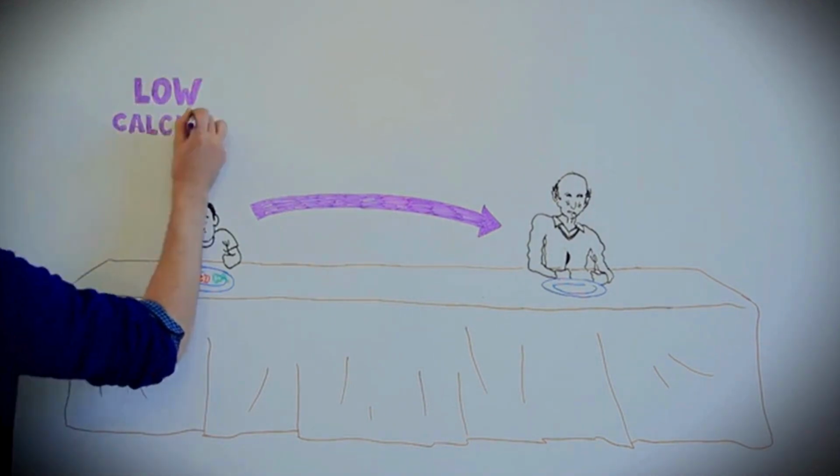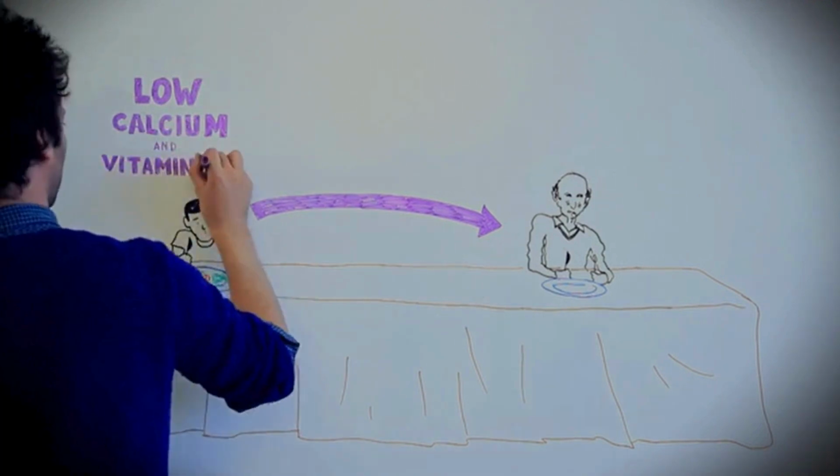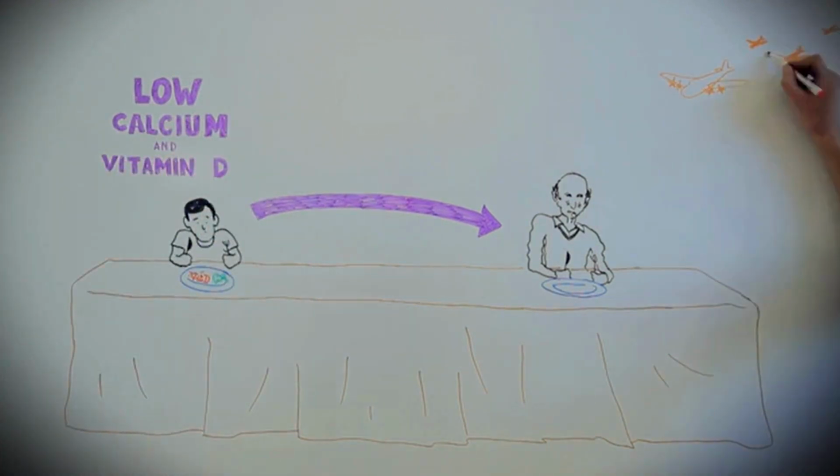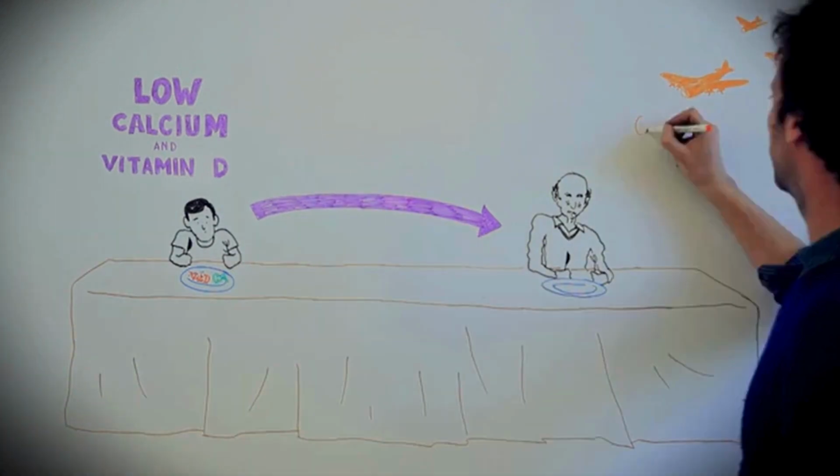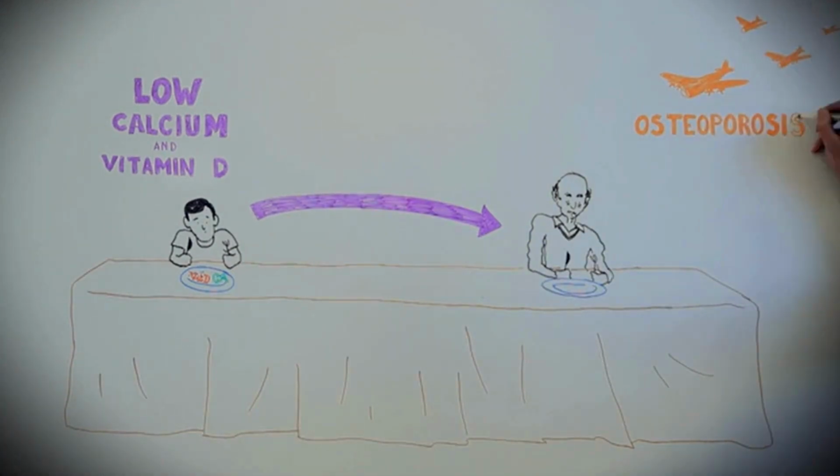As an example, a deficiency in calcium and vitamin D during childhood and adolescence leads to osteoporosis dozens of years later.